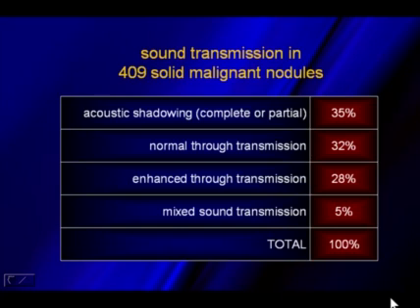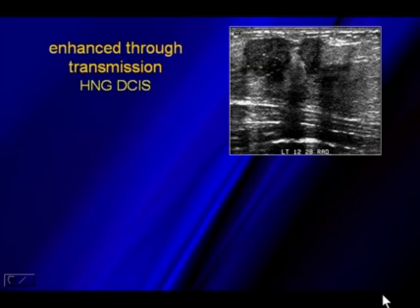We did a study looking at 409 solid malignant nodules, and we could see acoustic shadowing, either partial or complete, 35% of the time, normal sound transmission behind the lesion 32% of the time, and enhanced through transmission about 28% of the time, and mixed findings 5% of the time. So if you're looking for the presence of shadowing to call something a cancer, you'll only be right about a third of the time. Cancer can present itself in any way that it wants, either with normal sound transmission, enhanced sound transmission, or shadowing.